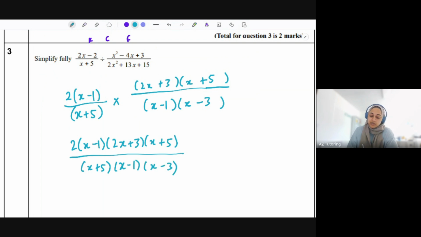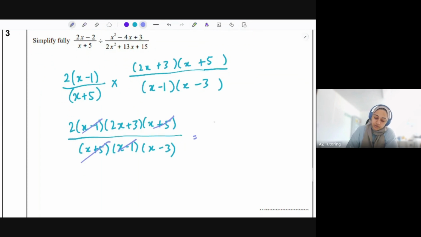Now, a common mistake people tend to make here is they start expanding again, but we don't want to expand because you're just going to end up with the same thing again. We want to cancel down with simplifying. So what can we simplify? There's an x minus 1 on top and bottom. There's an x plus 5 on top and bottom. So we're left with just 2 times 2x plus 3 on the top, and divided by x minus 3 on the bottom.